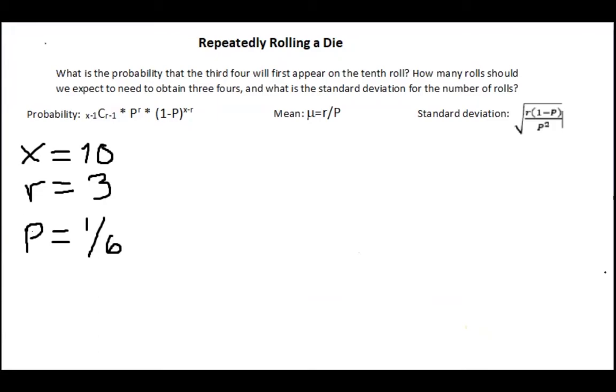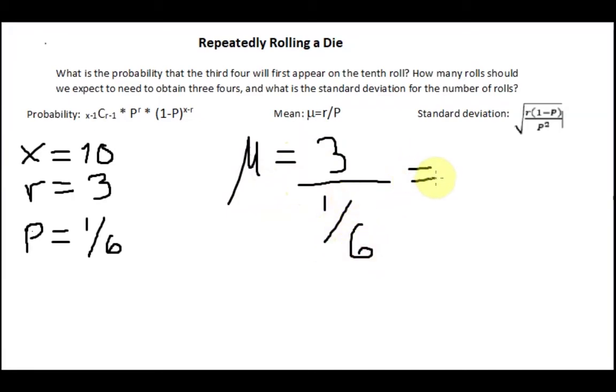For the second question, how many rows we expect to need to obtain three 4s, we will use the formula of the mean, which is the number of successes we want over the probability of success, which will give us a mean of 18 rows. This means that we will need to do 18 rows in order to have the three successes, or the three 4s that we want.